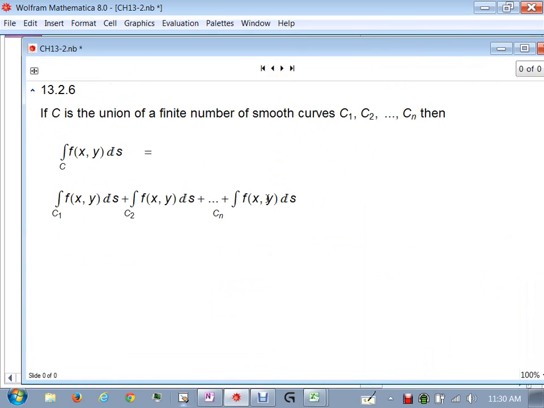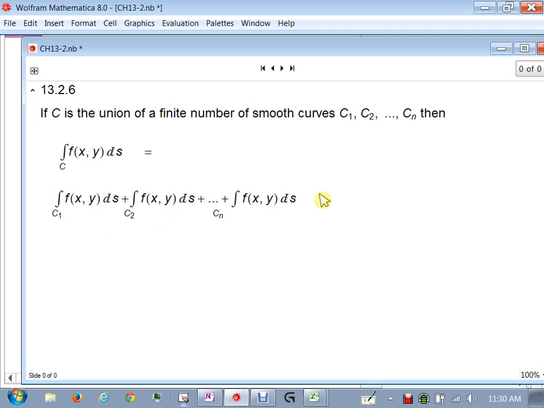All right, so the next note says, if C is the union of a finite number of smooth curves, remember smooth curves meant that, what did smooth mean? A curve being smooth was a little different. It had something to do with vectors. You couldn't have these corner cusp things even on a smooth curve. So if you have a finite number of smooth curves, C1 through Cn, then the integral over all of them is equal to the line integral of each one added up.